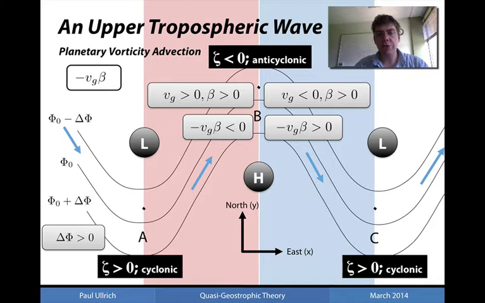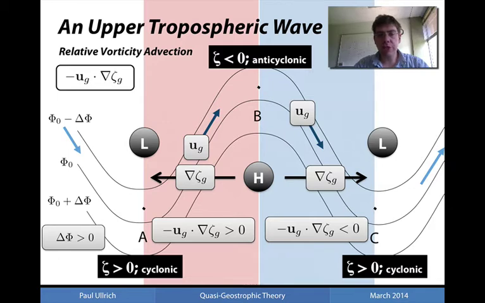So in the red region, we have that the meridional velocity is positive, that is towards the north, and that beta is positive. Hence, the planetary vorticity advection term, minus Vg beta, is going to be negative in this region. In the blue region, we instead have southward flow, so Vg is negative, beta remains positive, as beta is positive everywhere on the Earth's surface, and hence the advection of planetary vorticity term, minus Vg beta, is actually greater than 0 in this region.